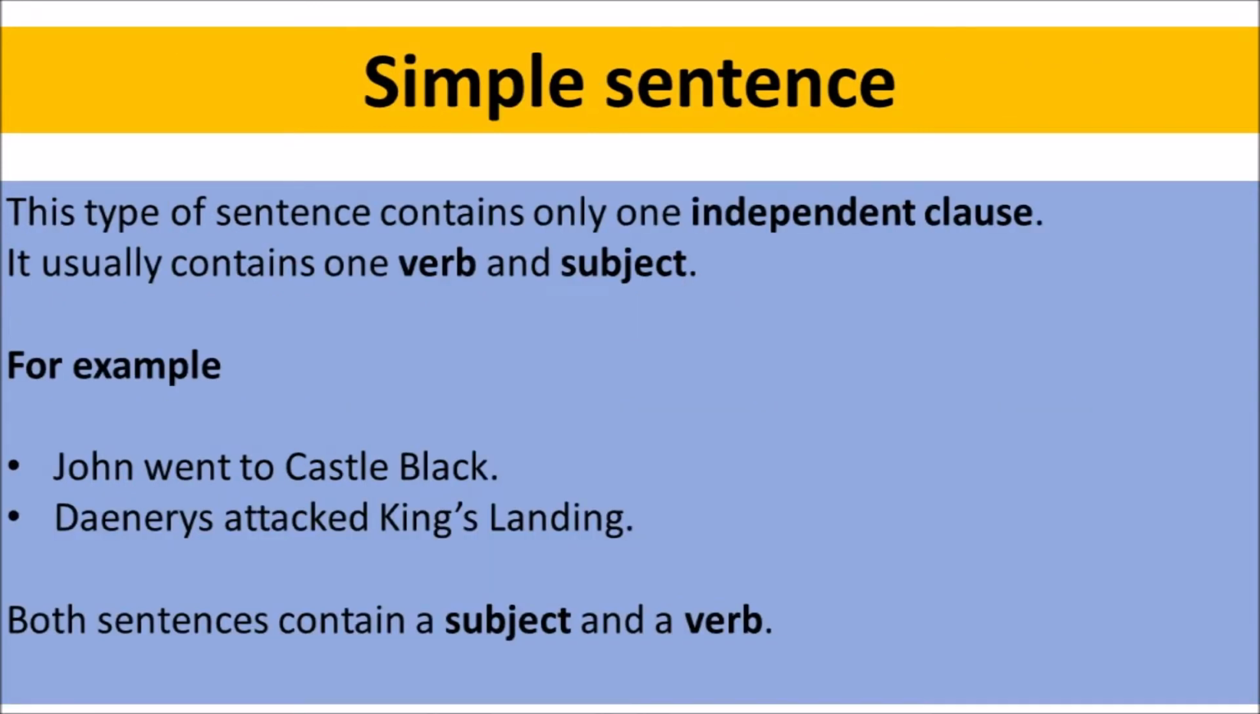Simple sentence. This type of sentence contains only one independent clause. It usually contains one verb and subject. For example, "John went to Castle Black." "Daenerys attacked King's Landing." Both sentences contain a subject and a verb.